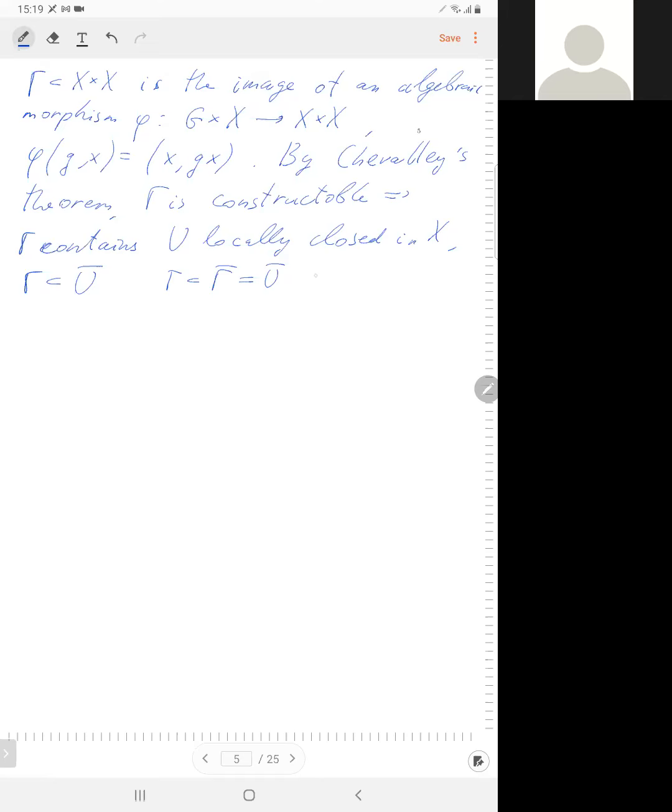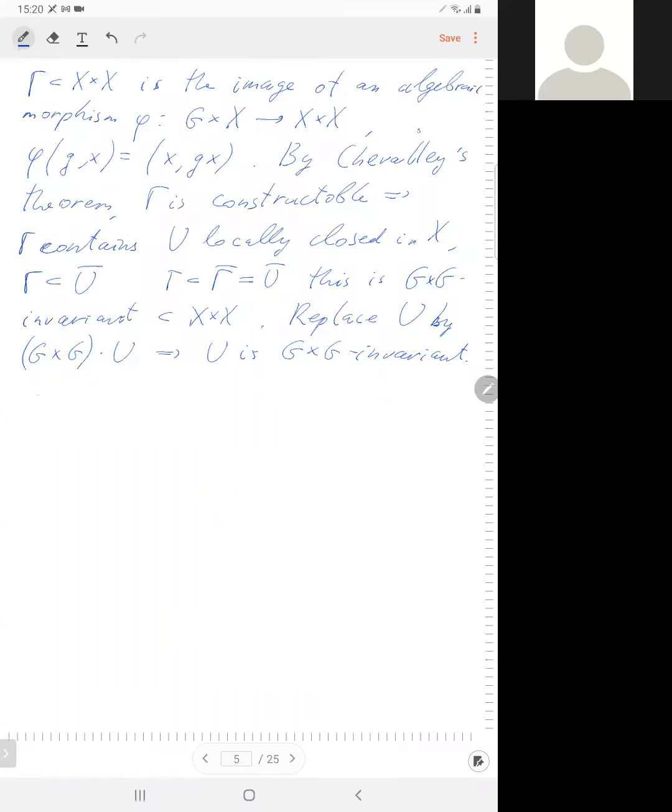Okay, and now this is a G times G invariant subvariety in X times X, and let us replace U by G times G applied to U, and so we can assume that U is G times G invariant.